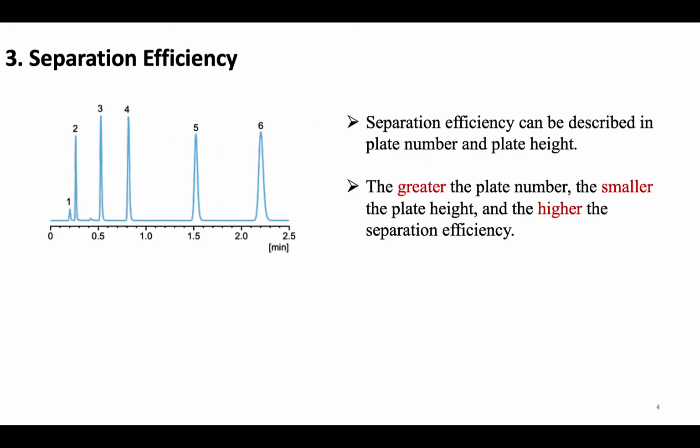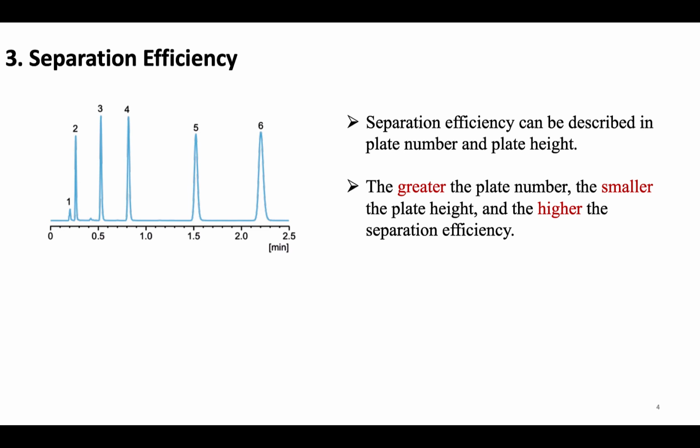The third information requires us to do some calculations. Look at the chromatogram on the left. All 6 components are very well separated. If we are to quantitatively describe the efficiency of this separation, we will use plate number and plate height. The greater the plate number, the smaller the plate height, and the higher the separation efficiency.